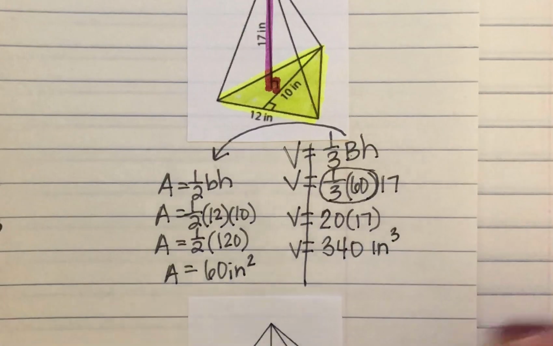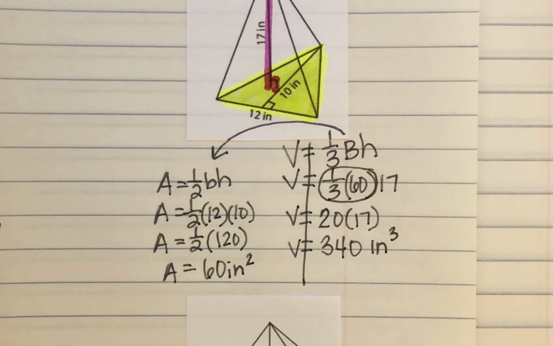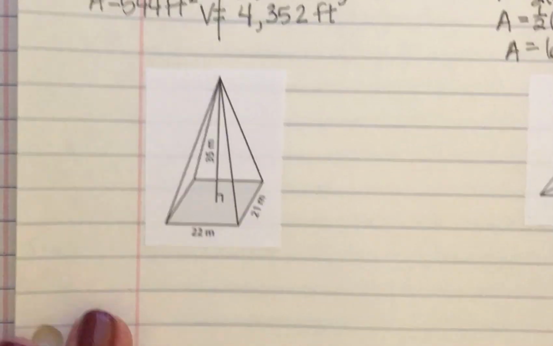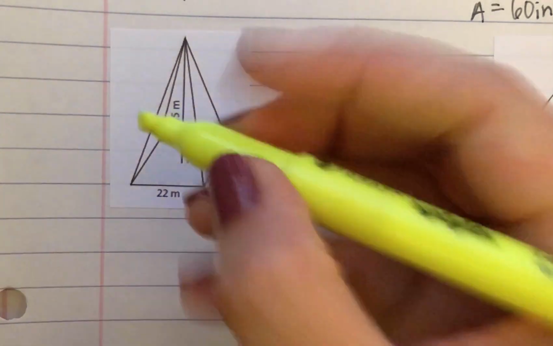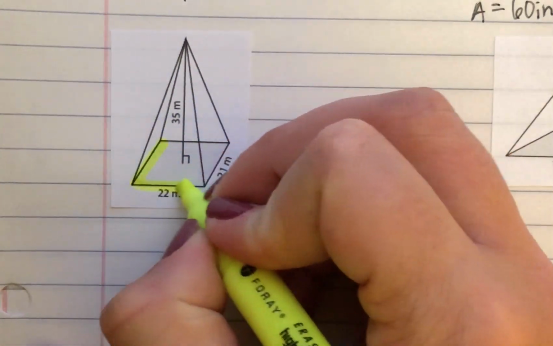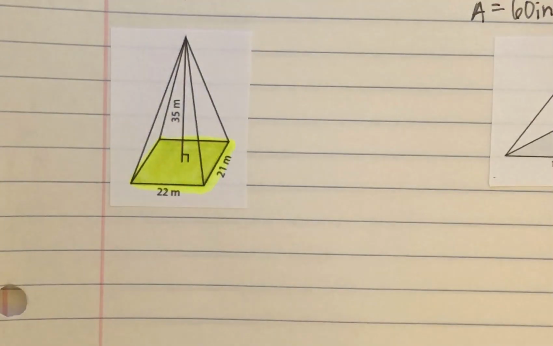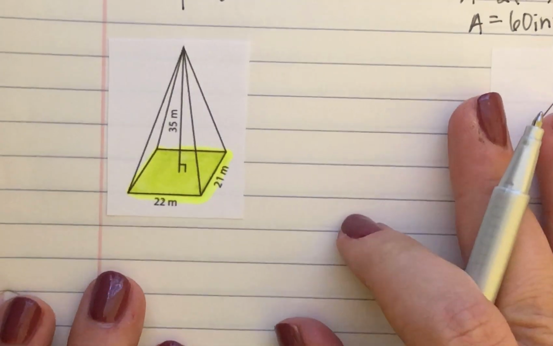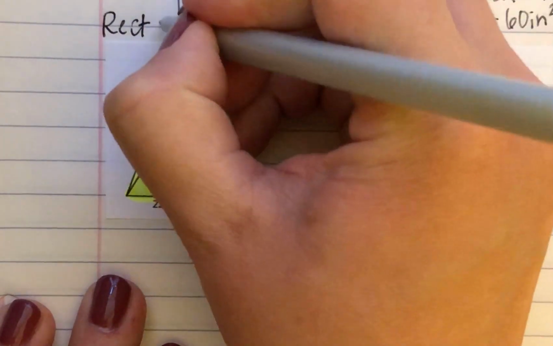So that would be our final answer for the volume of this figure here. Okay, we've got two more examples to go through. Let's look at this one here on the bottom. A lot of people, if they're trying to name this figure, say that this is a square pyramid. Though it does look like a square pyramid, this side is 22 and this side is 21, so we can't call that a square pyramid. Still gonna call this a rectangular pyramid.